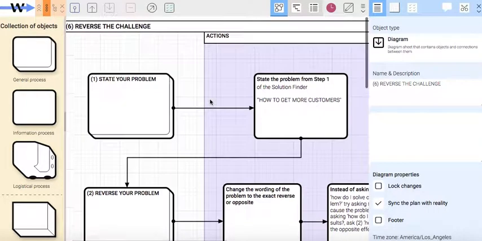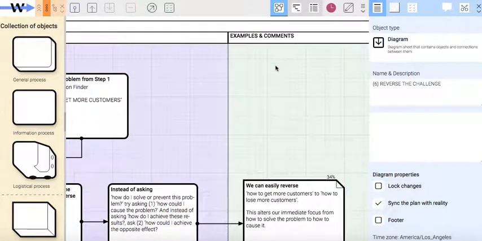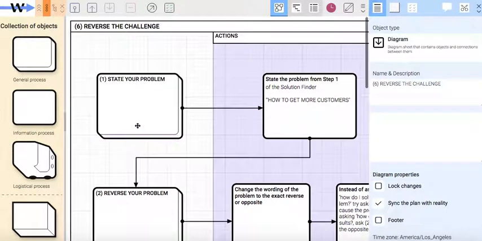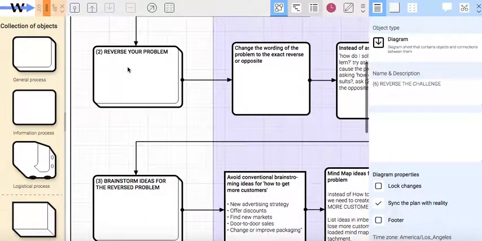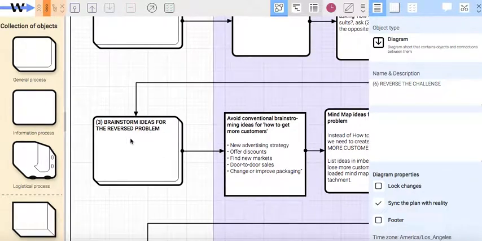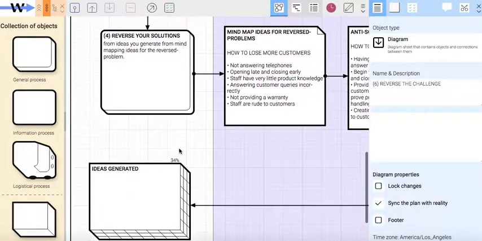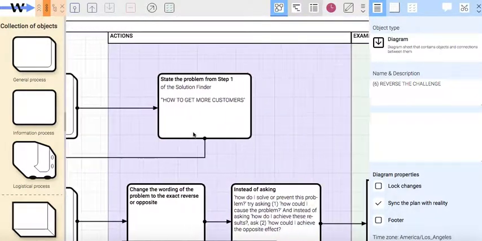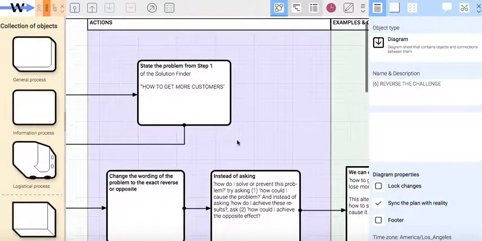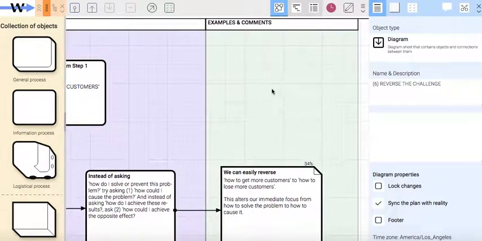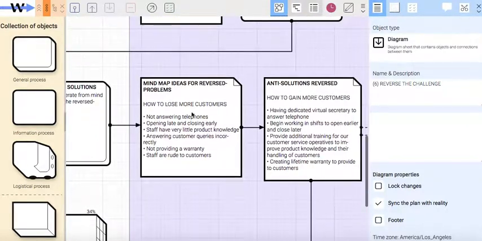So I did the basic outline, which is actions and examples and comments. On the left-hand side, I did the major steps, which is state your problem, reverse your problem, brainstorm ideas for the reversed problem, and reverse your solutions, and you eventually come up with ideas. Okay, so it's just the same way I've been doing. The middle of the chart would be the actions, and the third column would be the examples and comments. And I mapped it out.